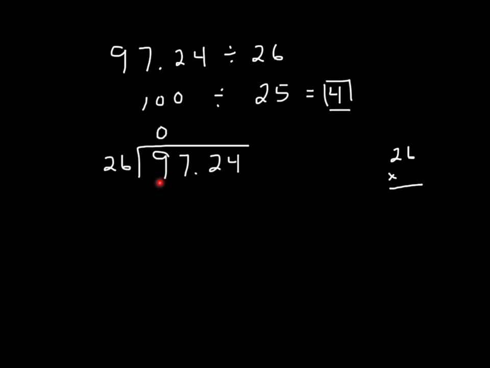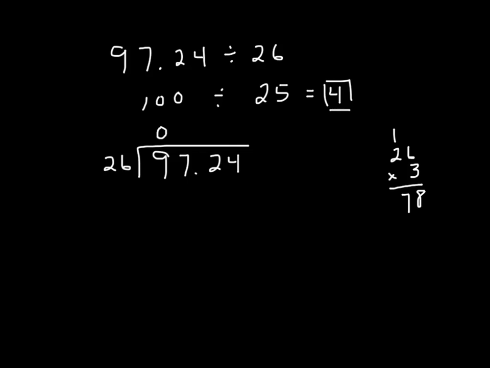Because 97 is close to 90. 3 groups of 30 from 90. So I'm going to try 26 times 3. And that is 6 times 3 is 18. 2 times 3 is 6 plus 1 is 7. 78.